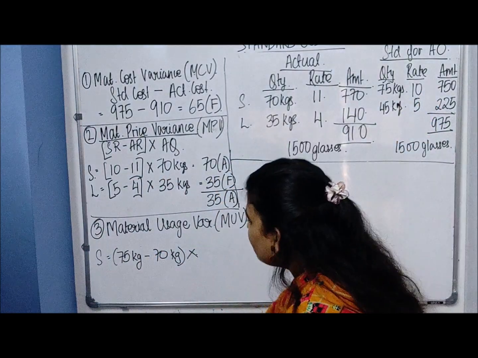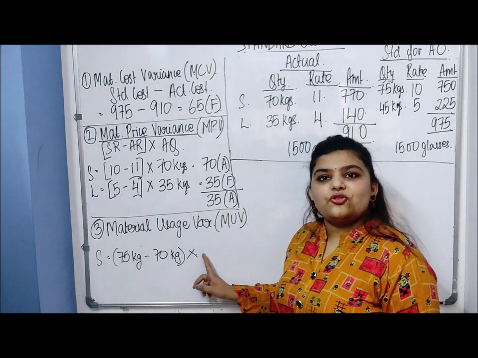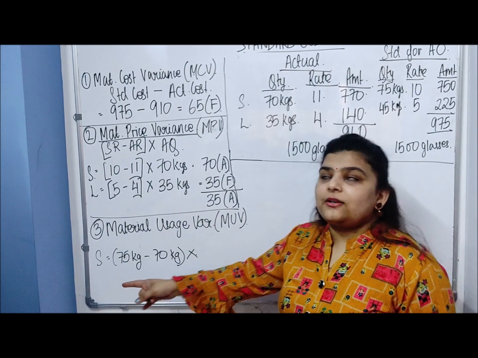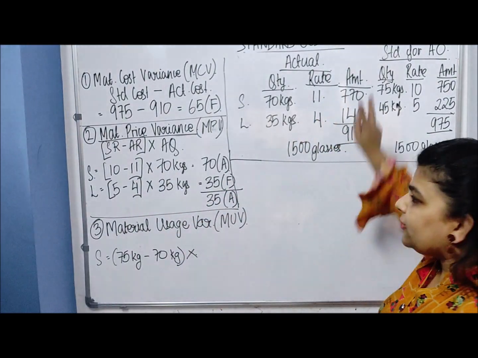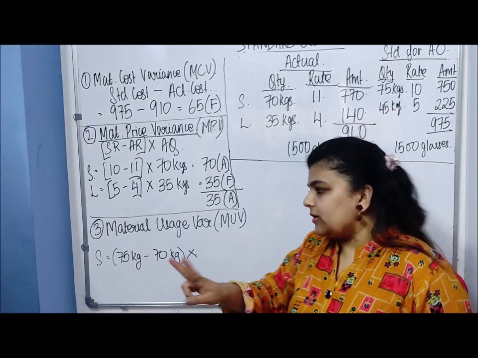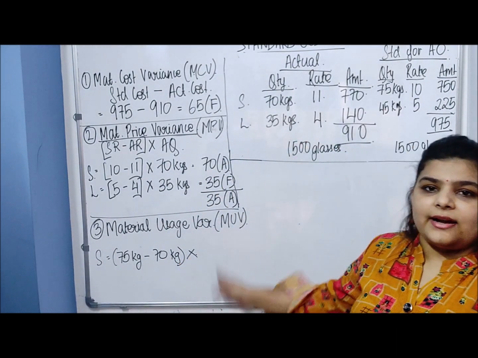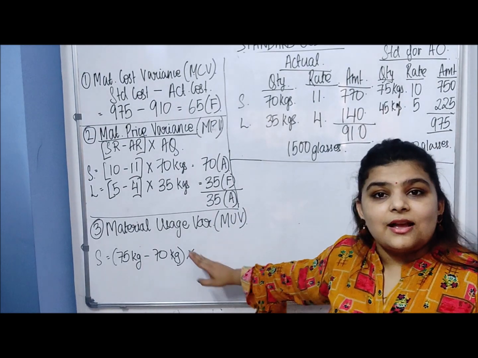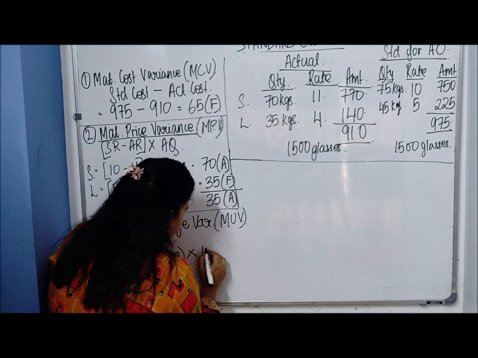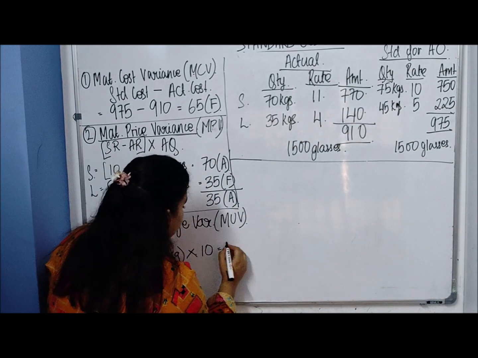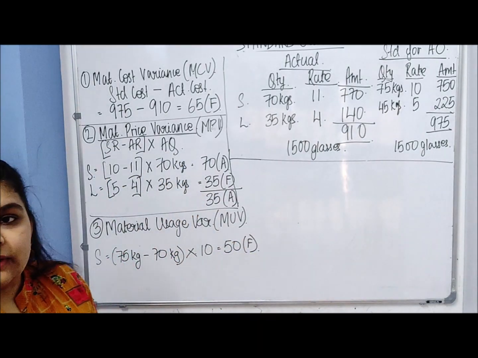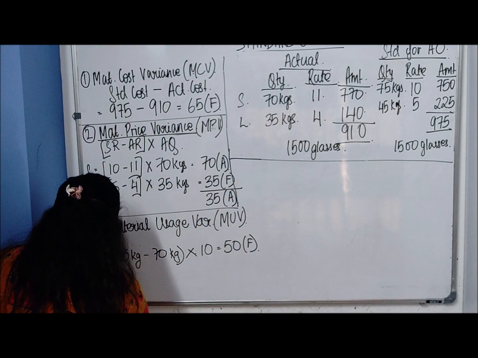Why? Beta, kyunki if you write the actual rate here, what will happen? You are also bringing in the effect of price change. The effect of price change is already considered. We are just seeing the difference because of the quantity. That is why we keep the rate as standard rate here. So you multiply it with rupees 10. So that means 75 minus 70 is 5, times 10, 50 favorable. Similarly, coming to lemon.